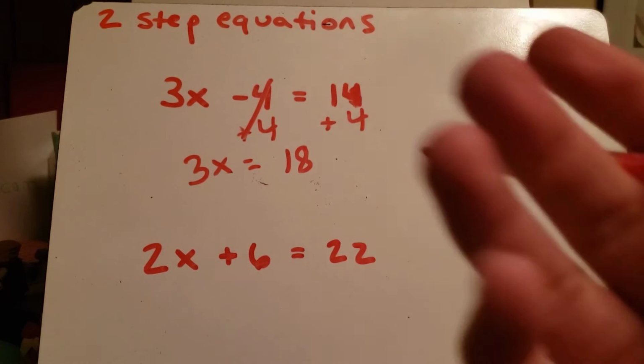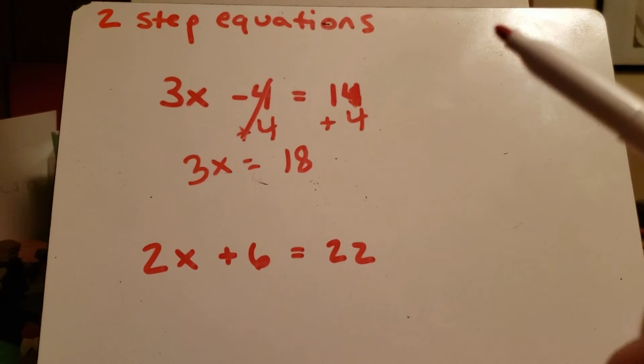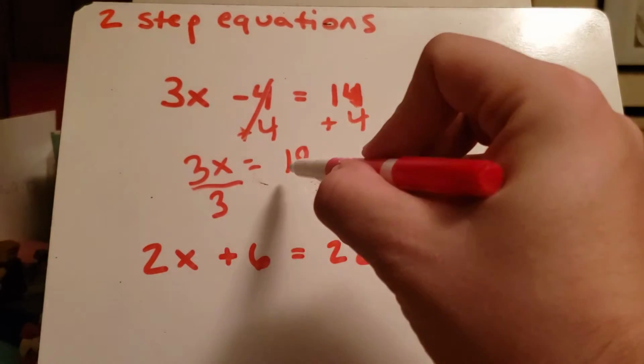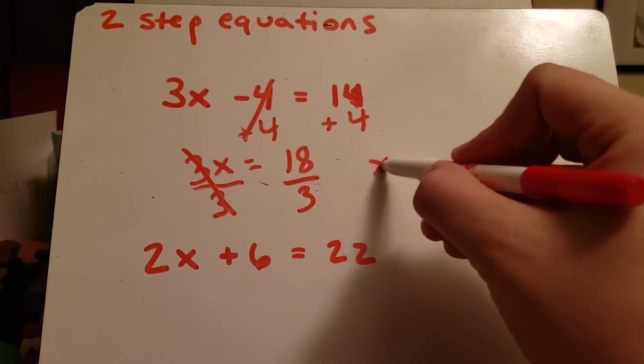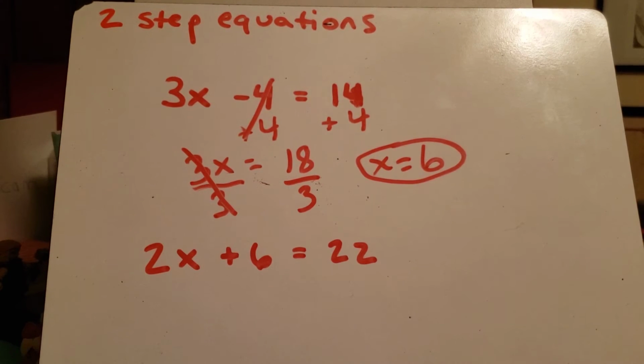And we're going to get 3x is equal to 18, because these 4's cancel. So now after we've done step 1, it's down to step 2, and in that case, we need to do the opposite of multiplication to get x by itself. And in that case, it is dividing by 3. So when we divide by 3, our 3's cancel, and we get x is equal to 6. And we've solved that one. So there we go. Not too difficult, only 2 steps.